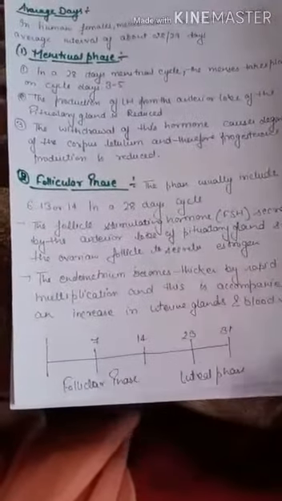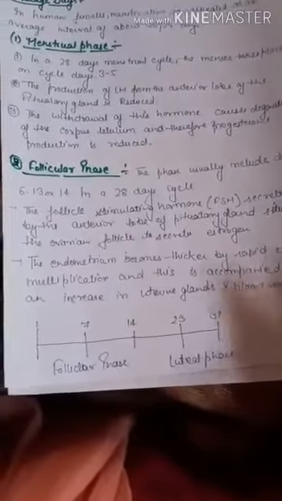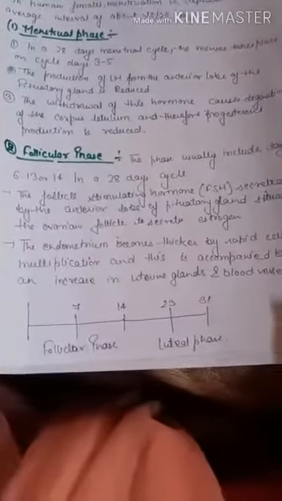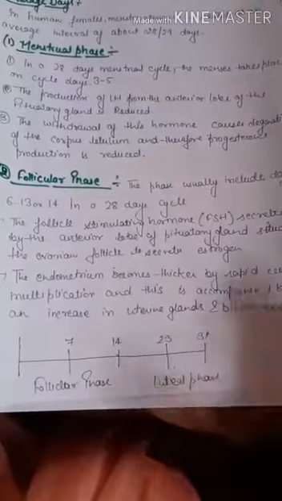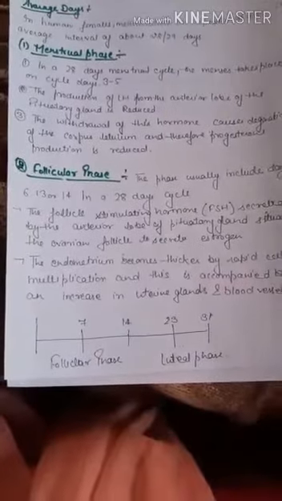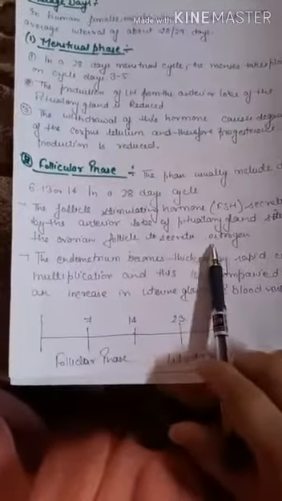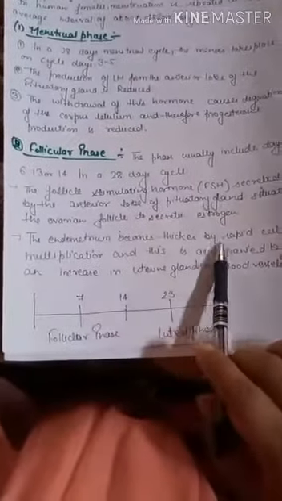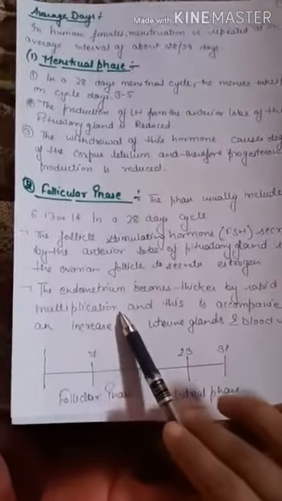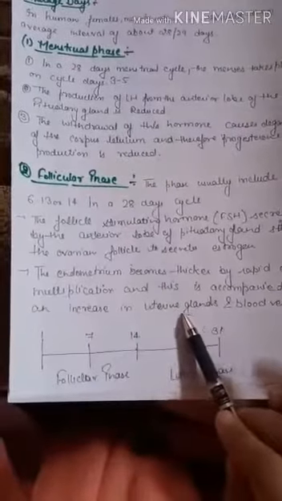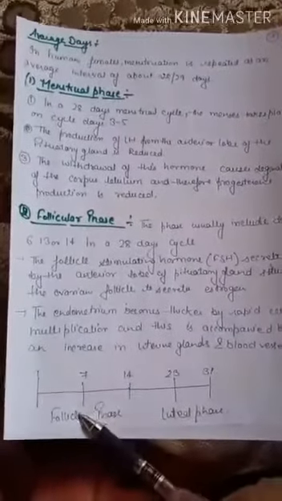Next one is follicular phase. This phase usually includes days 6 to 13 or 14 in a 28 day cycle. The follicle stimulating hormone, FSH, secreted by the anterior lobe of the pituitary gland stimulates the ovarian follicle to secrete androgen. The endometrium becomes thicker by rapid cell multiplication, and this is accompanied by an increase in uterine glands and blood vessels. This is your follicular phase.